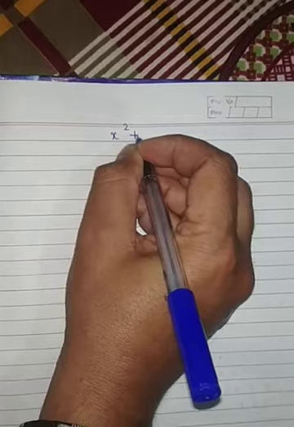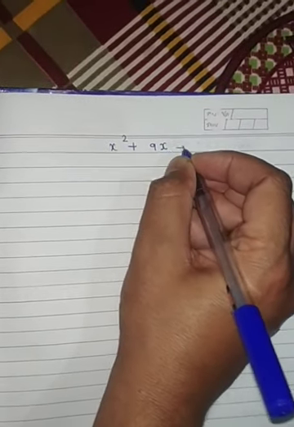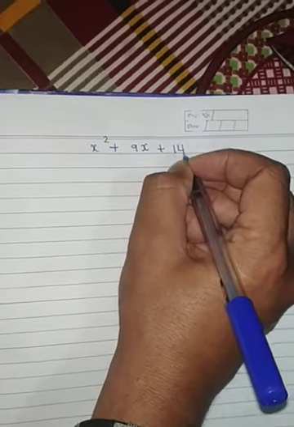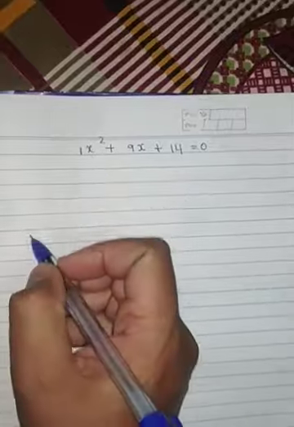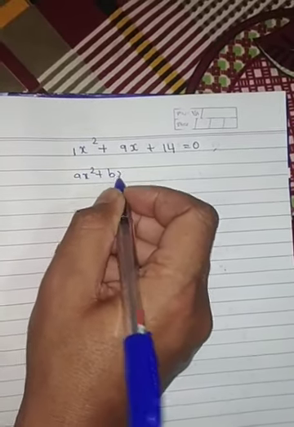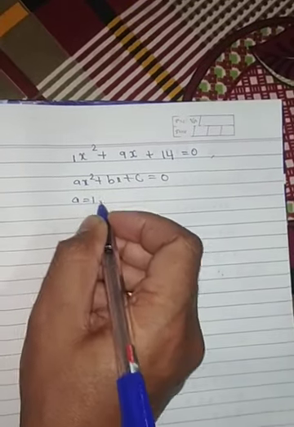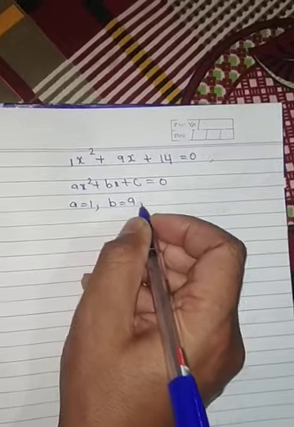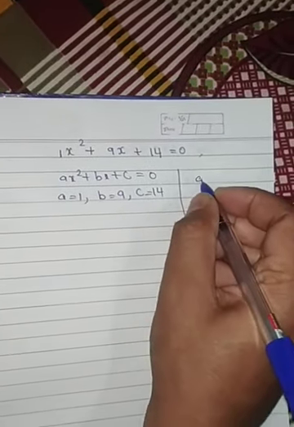Listen here, one second. Here is the equation I am writing: x² plus 9x plus 14 equal to 0. What will you do? First, the coefficient of x² is how much? 1. Then compare this equation with ax² plus bx plus c equal to 0. Then what is the value of a? 1. What is the value of b? 9. What is the value of c? 14.